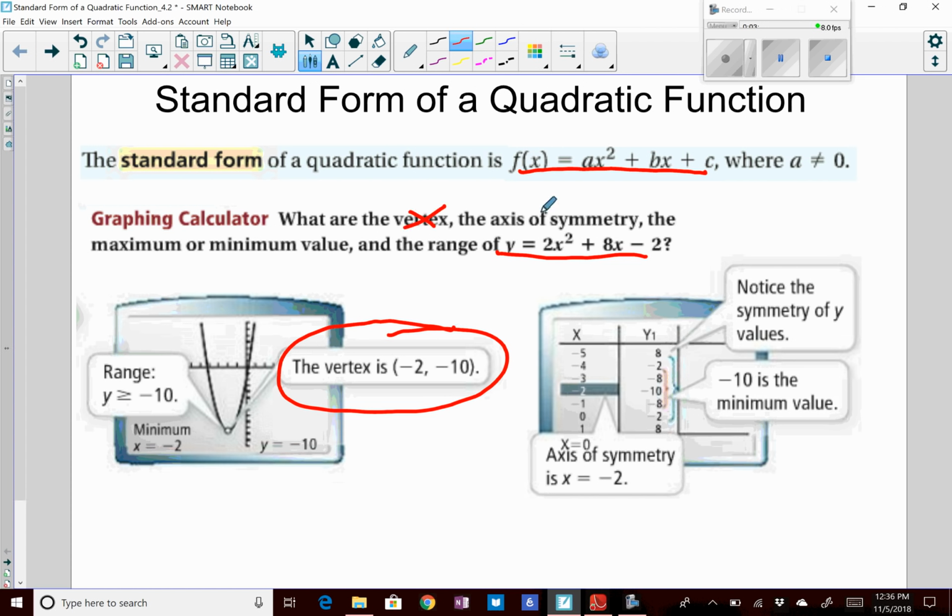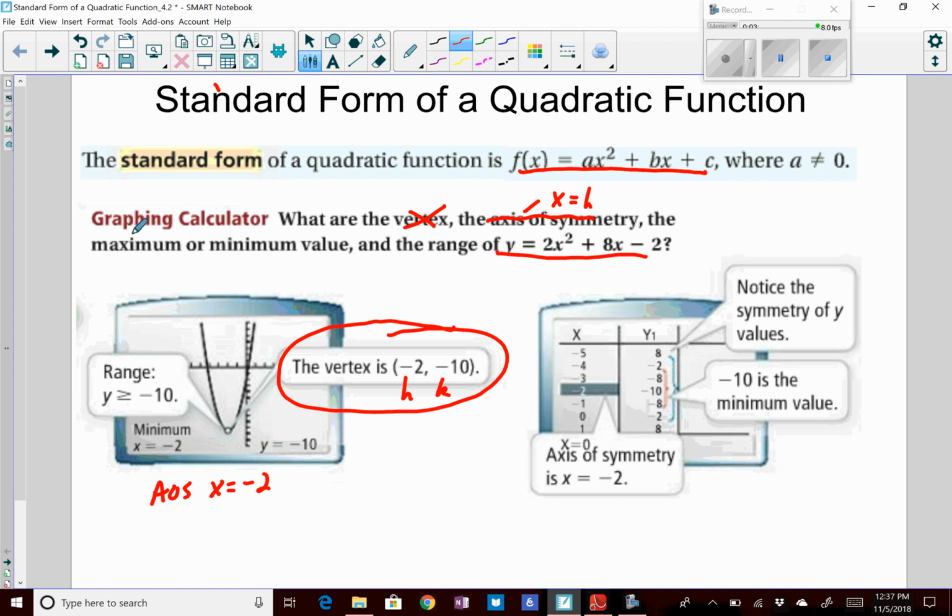The next thing they want is the axis of symmetry. For the axis of symmetry, we know that's going to be the equation x equals h. Well, if our vertex is -2, -10, that means that h is -2 and k is -10. So x equals h, our axis of symmetry will be x equals -2. So we have the axis of symmetry.